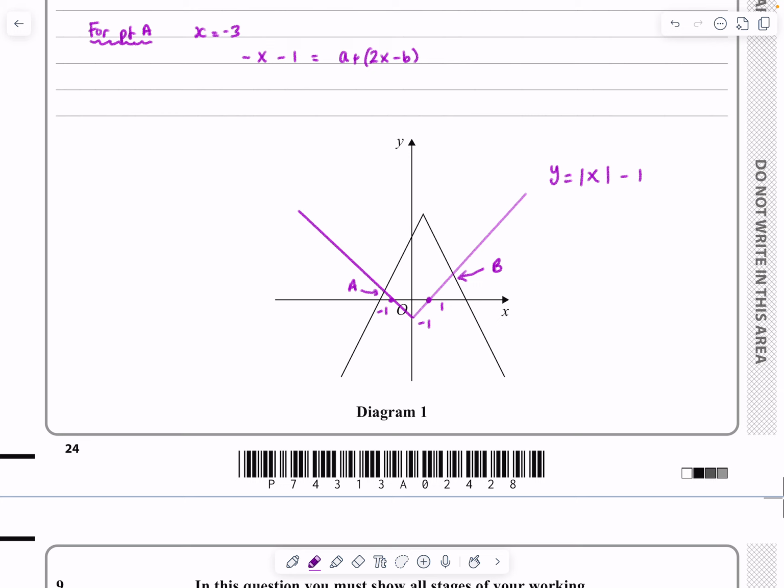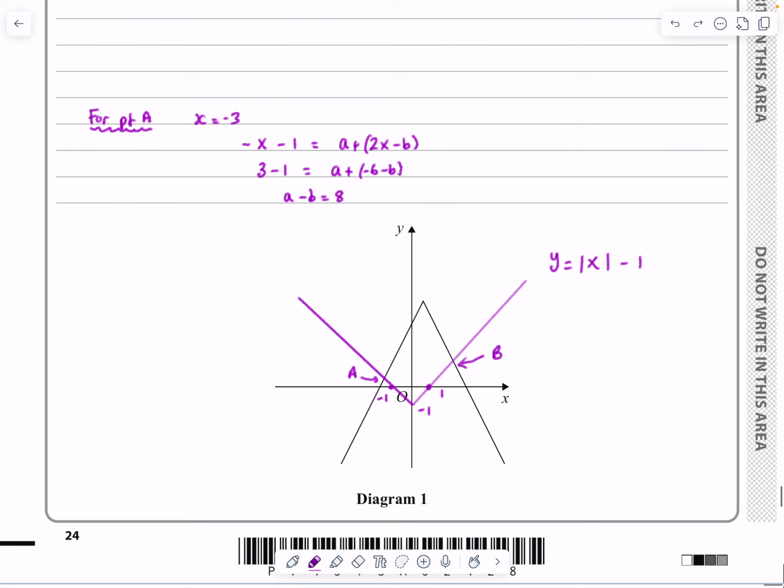If I then follow that through, I can work out what it works out to be. So remember, x is -3 here. So I get 3 minus 1 equals a plus (-6 minus b) here, which is going to give me, when I tidy it all up, I'll let you do it, a minus b equals 8. So all of that work there is for this point here. I'll move all that up a second once we've just gone through point B.